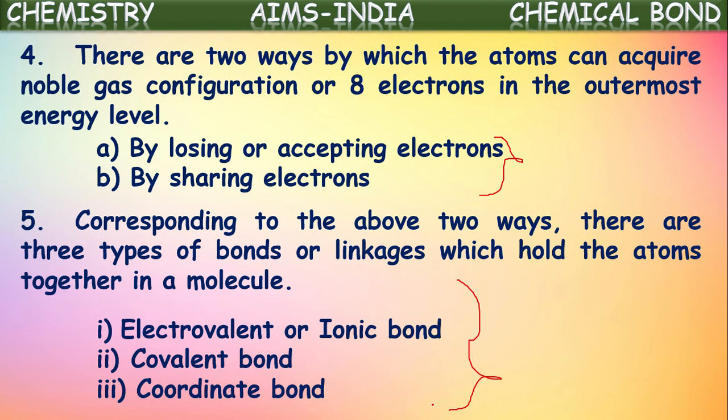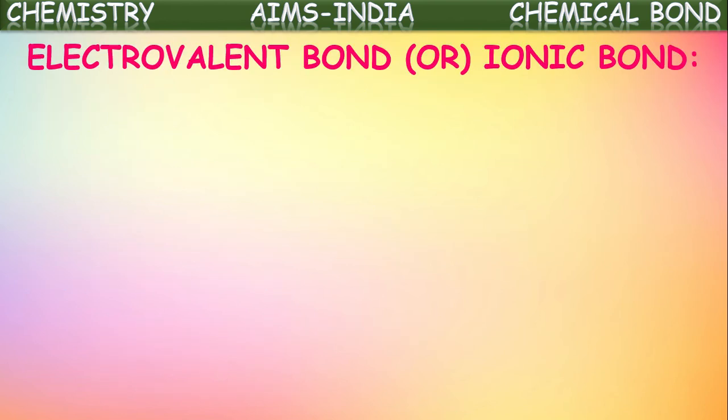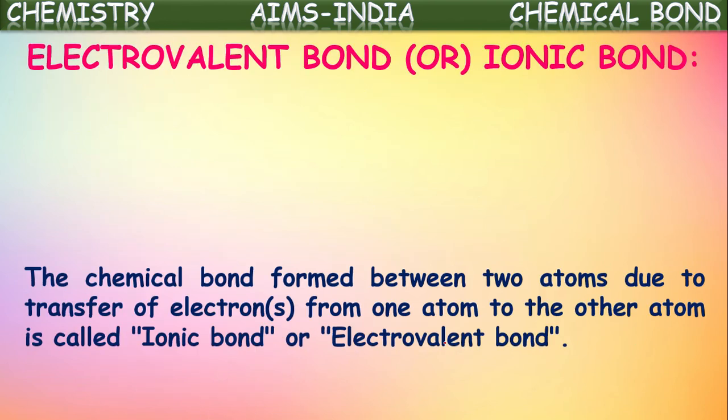One of them is electrovalent bond or ionic bond. The other one is covalent bond. The third one is coordinate covalent bond, which is also called dative bond. Now, the first among them is electrovalent bond or ionic bond. About this, let us see here. Electrovalent bond or ionic bond.